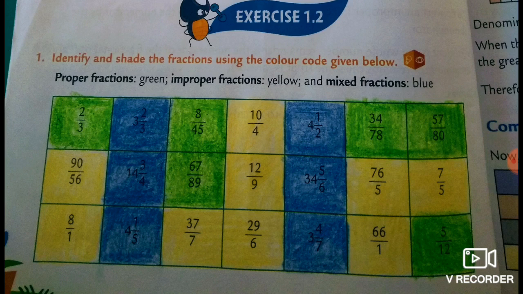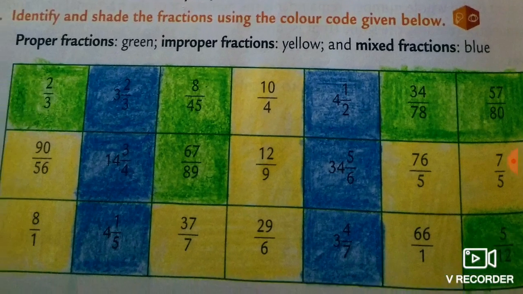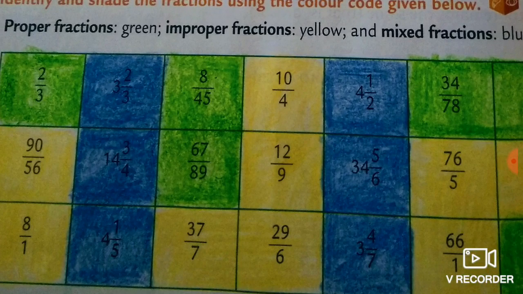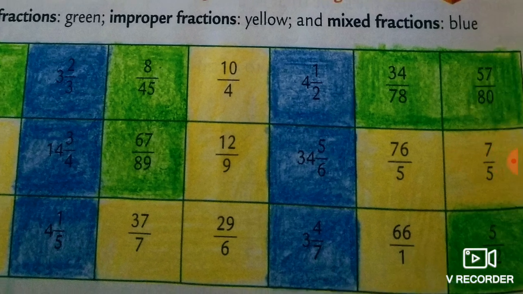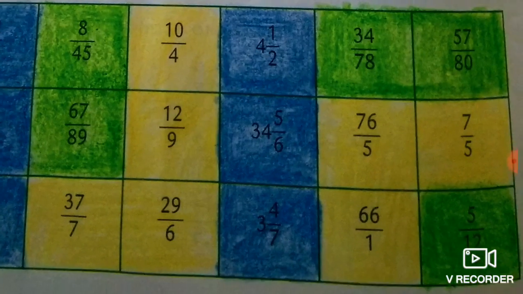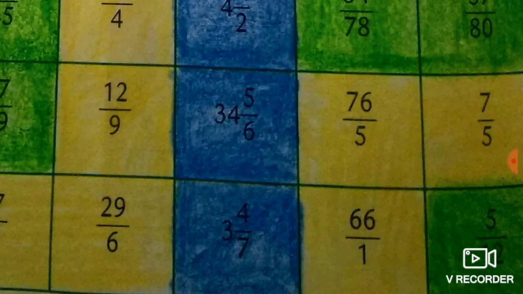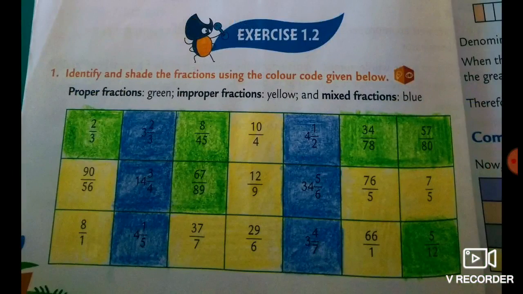and we color them. Next, find the mixed fraction. In a mixed fraction you can see three parts are given, like 3 integer 2 upon 3, 14 integer 3 upon 4, 4 integer 1 upon 5, 4 integer 1 upon 2, 34 integer 5 upon 6, 3 integer 4 upon 7. This type of fraction is known as mixed fraction, and by finding these fractions we color all the mixed fractions blue.